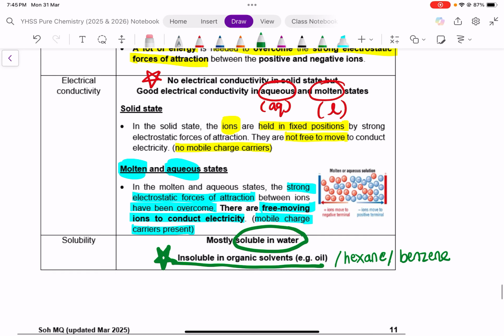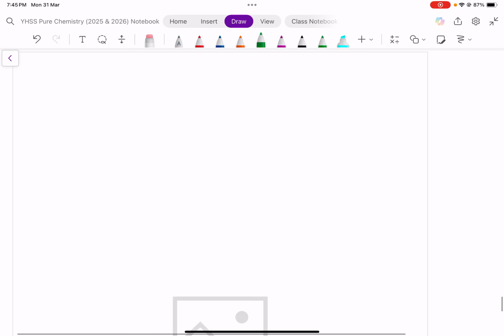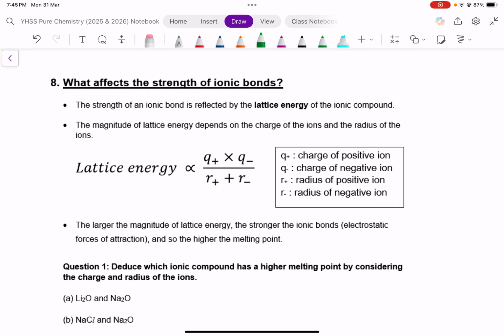Now let's delve deeper into the property of melting point, because we know that melting point depends on the forces of attraction between the particles, in this case the ions. What will affect the strength of the forces of attraction? If we know that the forces of attraction are electrostatic forces of attraction between the positive and negative ions, we can come to the conclusion that the strength of this force of attraction clearly has to depend on the charges.